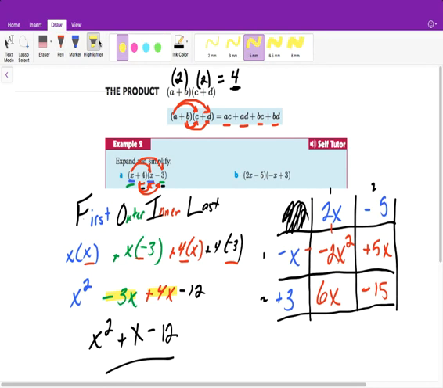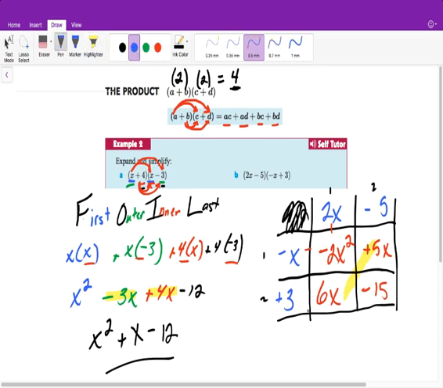Right? And the other thing that's very useful about this is that most of the time, not all the time, the numbers that you're going to combine will end up being diagonal to each other. So if you see this 5x and this 6x, they ended up being diagonal to each other. And that's how it's going to happen most of the time. Not all the time, but most.